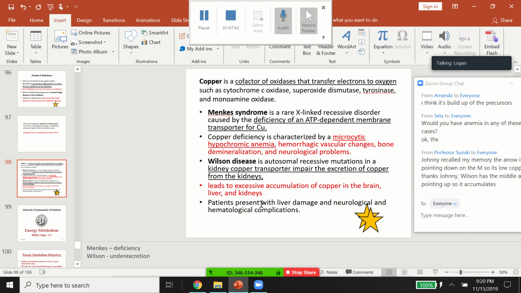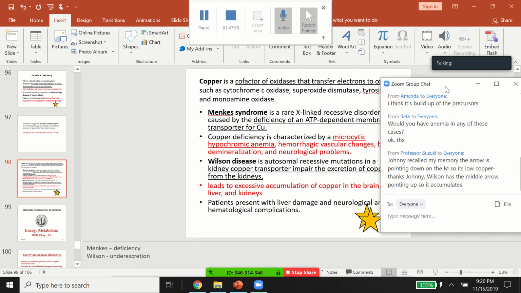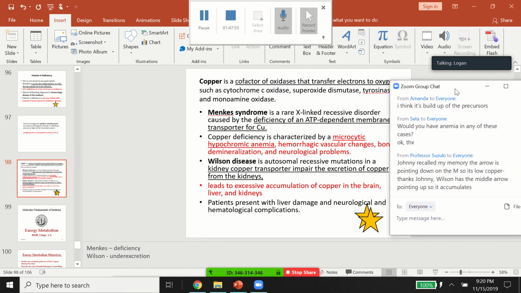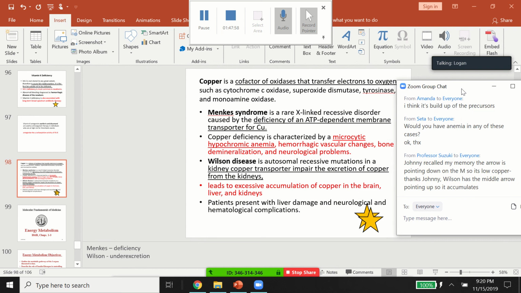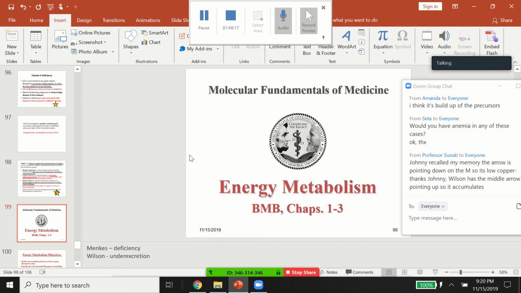And of course, with that, Johnny recalled my memory: the arrow is pointing down on the M in Menkes, so it's low copper. That's a good idea. I like that. Wilson has a middle arrow pointing up, so it accumulates. Oh yeah, I actually kind of like that. That does help make sense a lot. So Menkes is a deficiency, right? So it's down, so you don't have enough copper. But then Wilson is too much. So that whole way to memorize that is actually a really good idea. It's awesome. All right, on to the next bits.